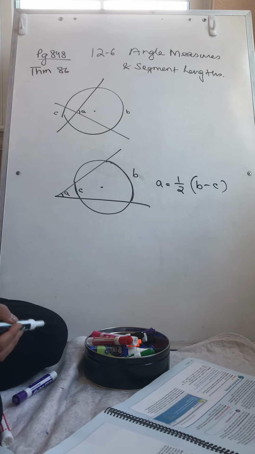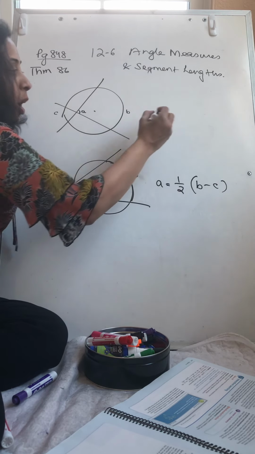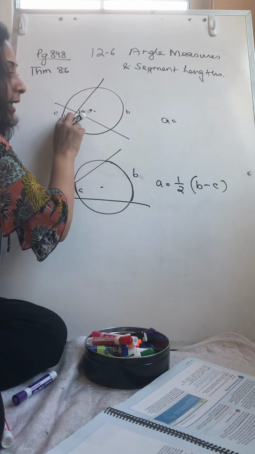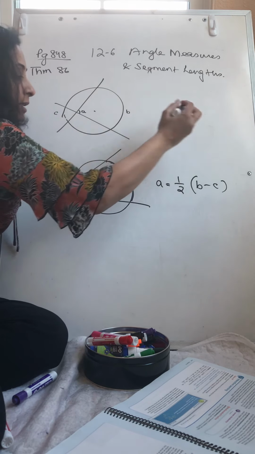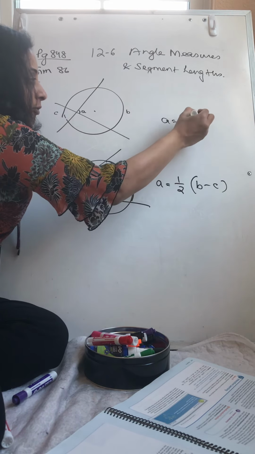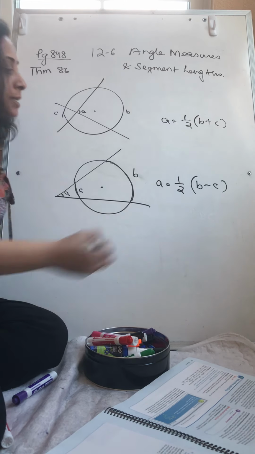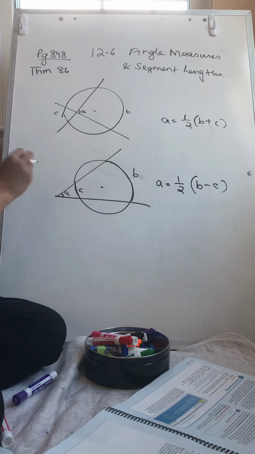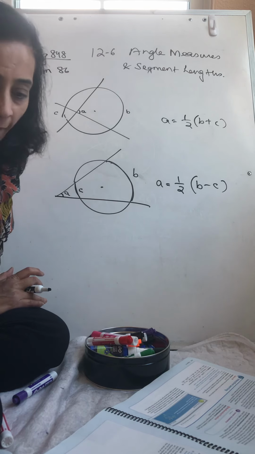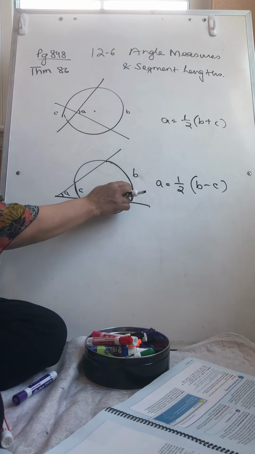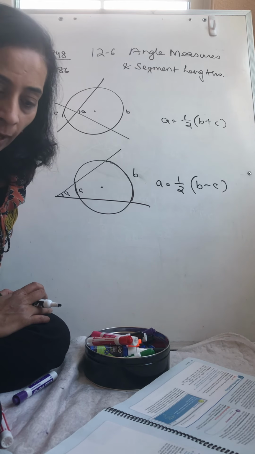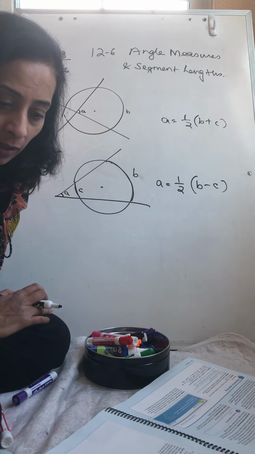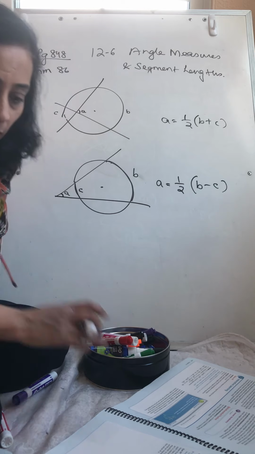You see the difference? Here also A is formed by two intersecting lines, but because the angle A is inside the circle, A is half of B plus C. But if that A happens to be outside the circle, then it's going to be subtraction. It's going to be this minus this. Okay? Let us look at one more problem.